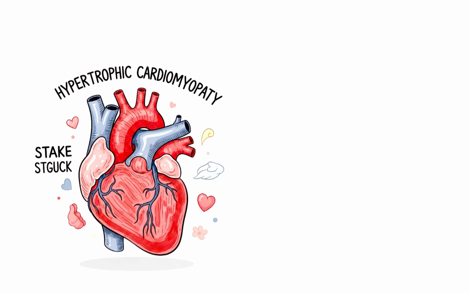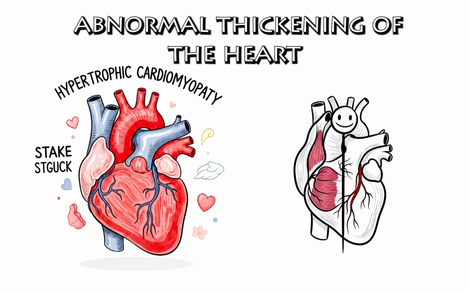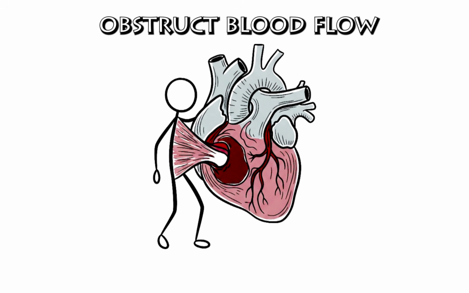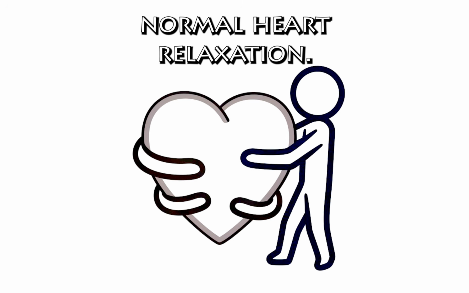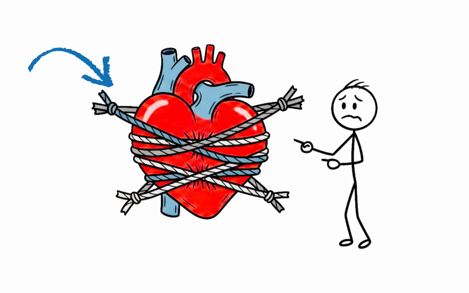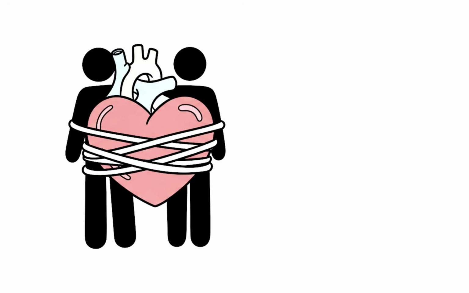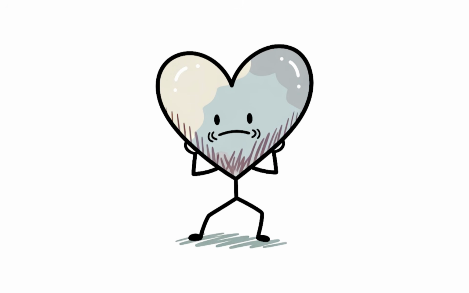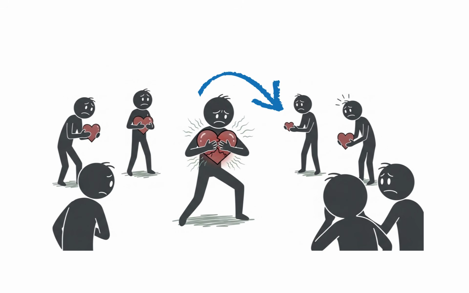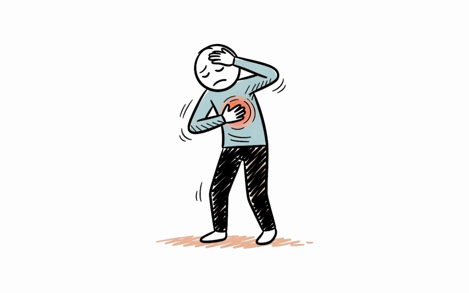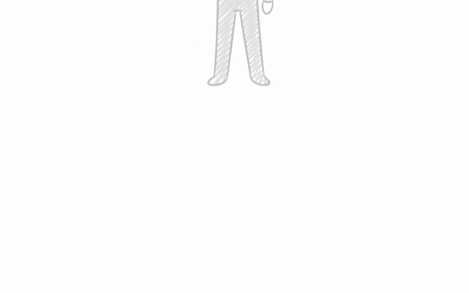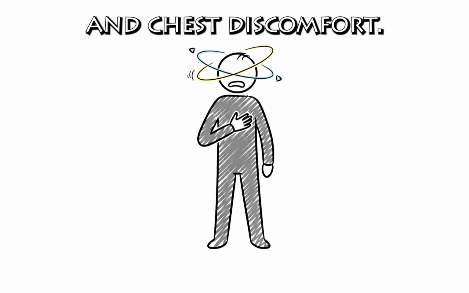Hypertrophic cardiomyopathy involves abnormal thickening of the heart muscle, most often the wall between the ventricles. The thickened muscle can obstruct blood flow and interfere with normal heart relaxation. Restrictive cardiomyopathy occurs when the heart muscle becomes stiff and less flexible, preventing proper filling of the chambers between beats. As cardiomyopathy progresses, the heart struggles to maintain adequate blood flow. This can cause symptoms such as fatigue, shortness of breath, swelling in the legs or abdomen, dizziness, and chest discomfort.